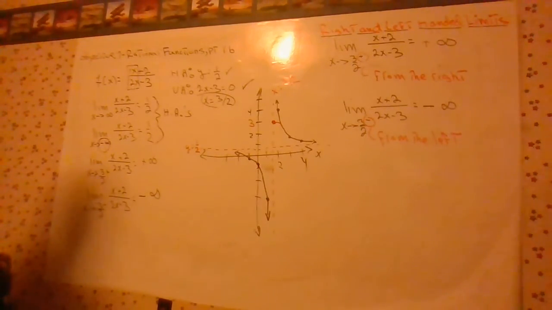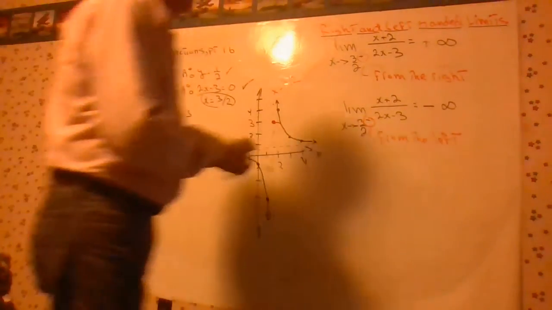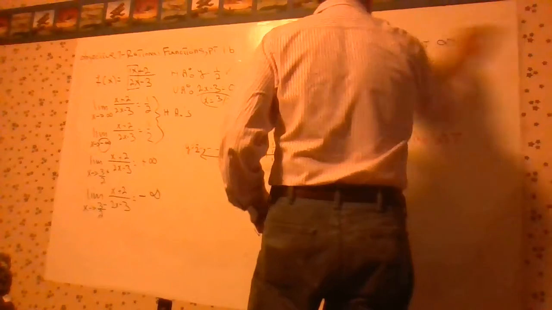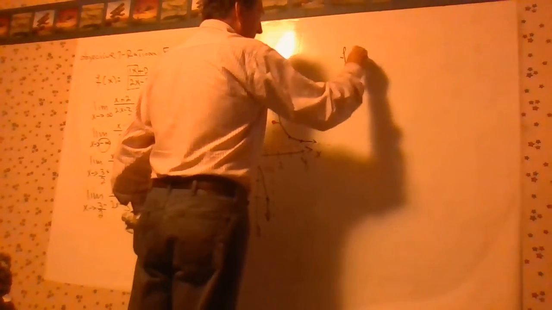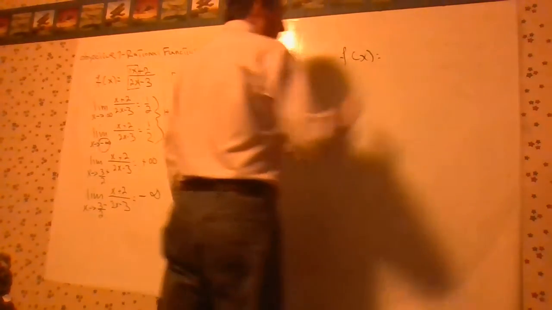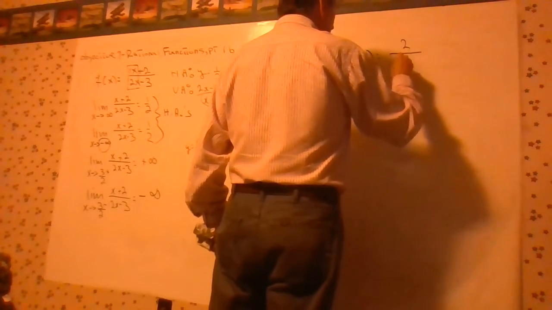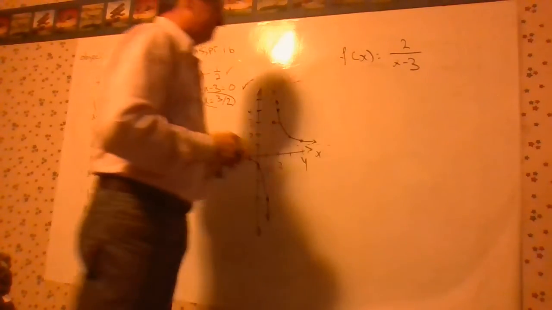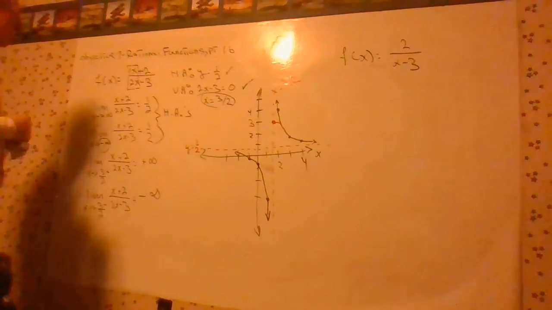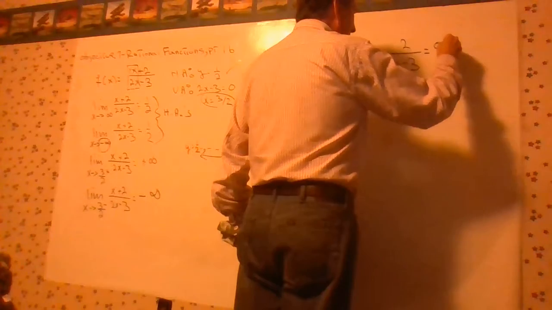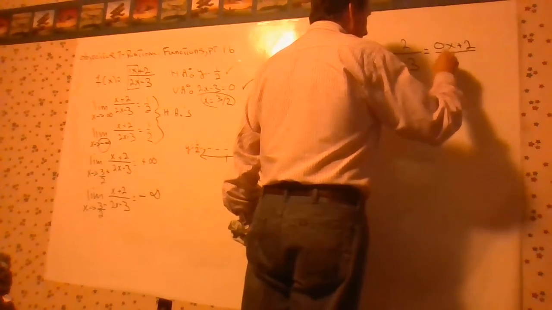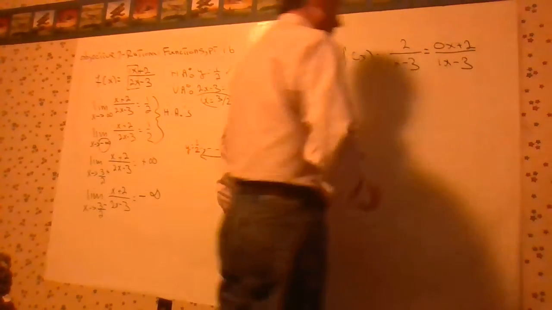I just want to give you one more example. It's slightly different. Let's suppose, in fact, we have f of x equals 2 over x minus 3. Well, we can do a slight rewrite of this function. You can call it 0x plus 2 over 1x minus 3.